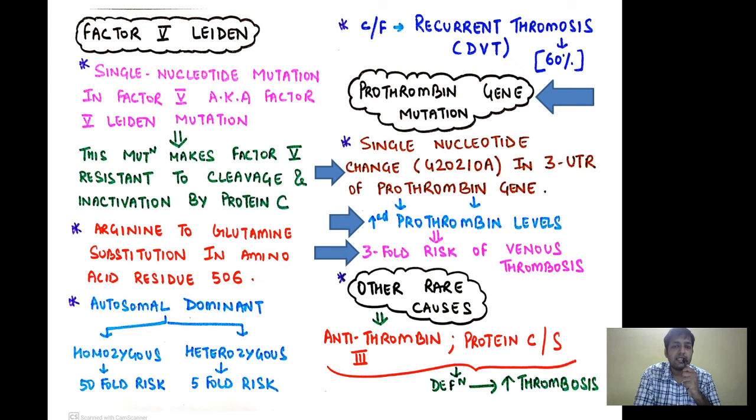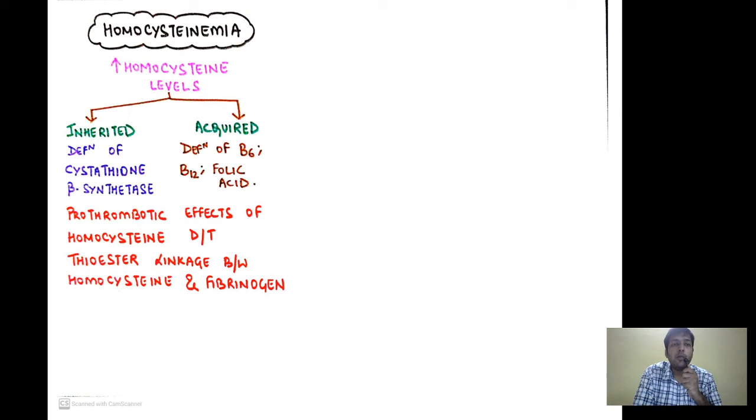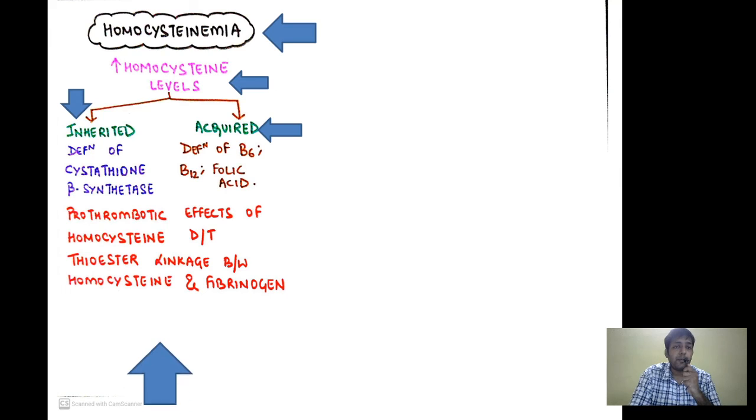Other rare causes are antithrombin 3 deficiency, protein C or protein S deficiency, and these deficiencies will lead to thrombosis. Now homocystinemia, increased homocysteine levels, can occur because of inherited deficiency or because of acquired deficiency. Among inherited deficiencies we have deficiency of cystathionine beta synthetase, and among acquired disorders we have deficiency of B6, B12 and folic acid. The prothrombotic effect of homocysteine is due to the thioester linkage between the homocysteine and fibrinogen.